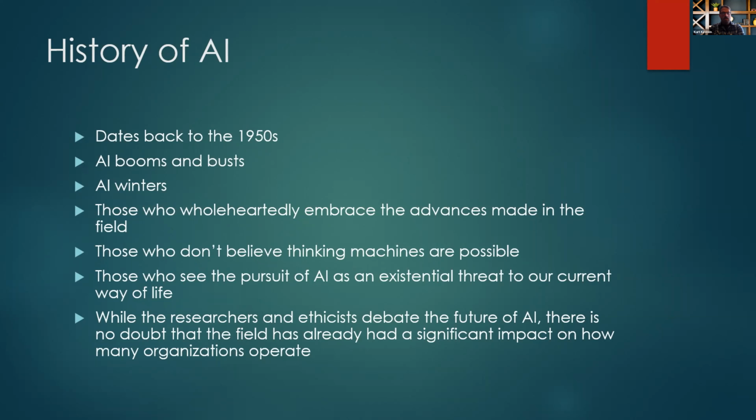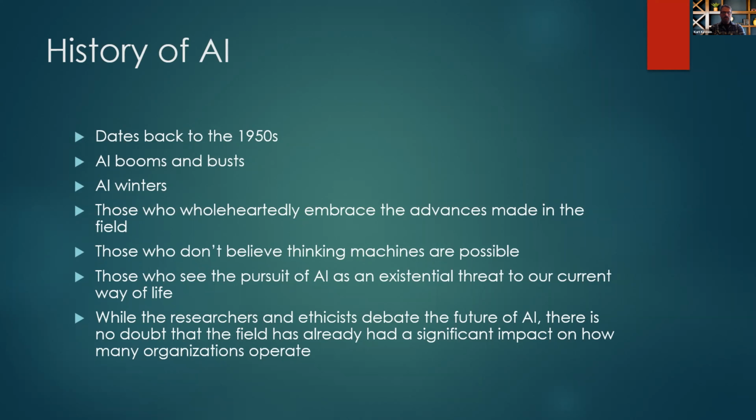There are groups of people who have different responses to AI. There are those who wholeheartedly embrace the advances made in the field. Those advances are being made by the large players like Google and Facebook and Microsoft and other big providers like that. There are those who don't think that the true promise of AI, which is thinking machines, is even possible. And those are the doubters. There are those who see the pursuit of AI as an existential threat to our current way of life. So those are the real big doubters.